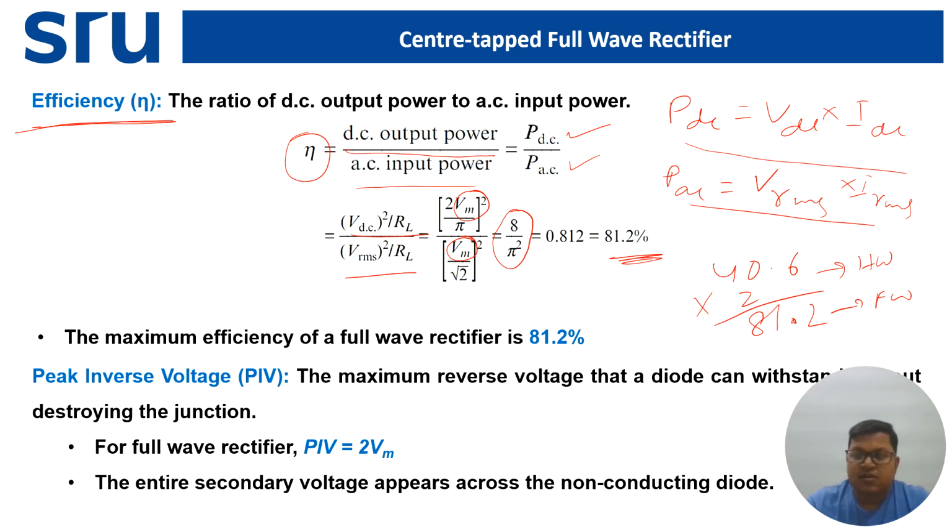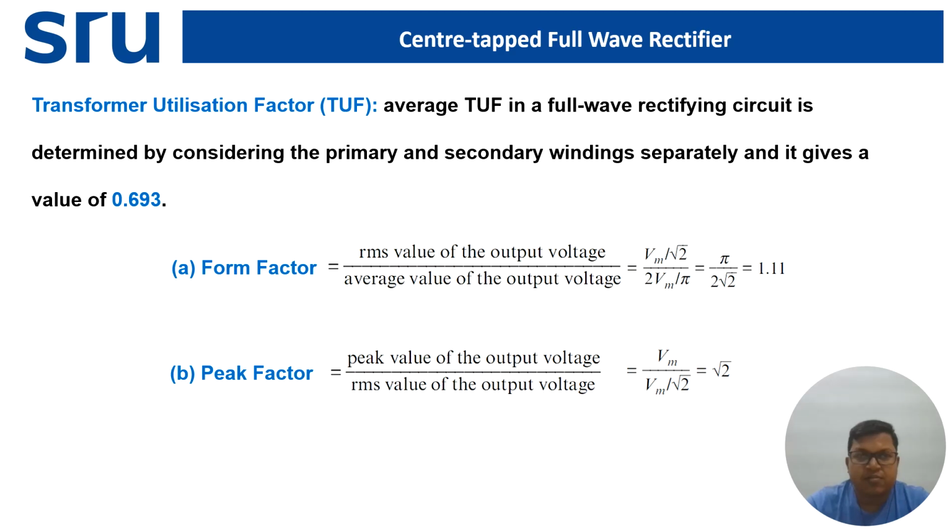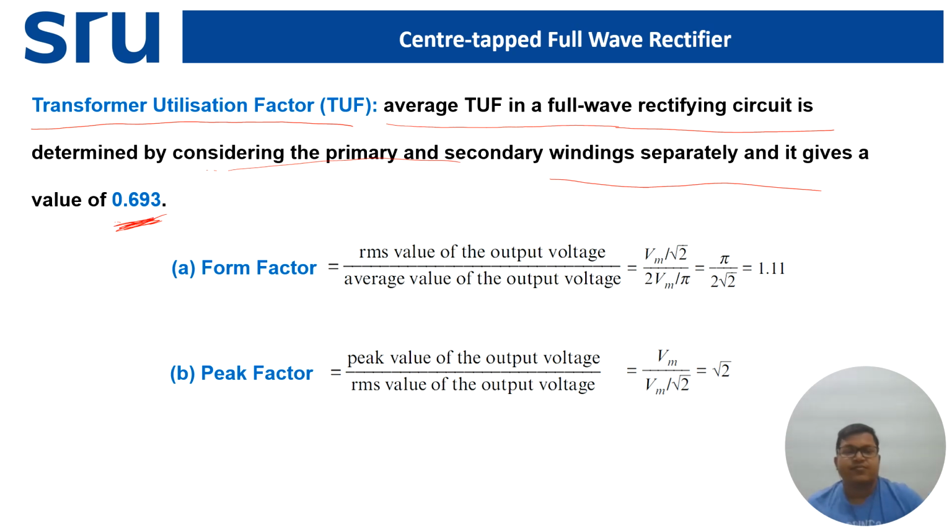Now we'll see another parameter, called the transformer utilization factor, TUF in short form. What is the transformer utilization factor? The average TUF in a full wave rectifying circuit is determined by considering the primary and secondary windings separately, and it gives a value of 0.693.